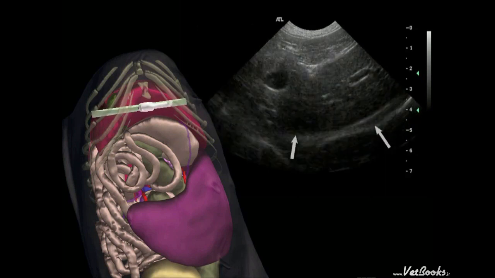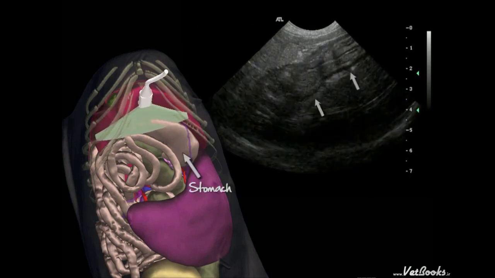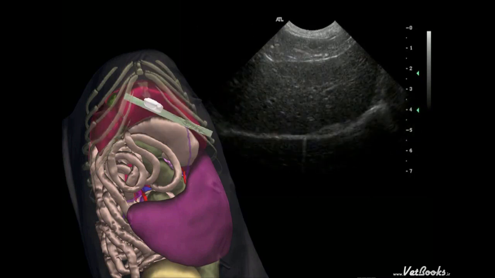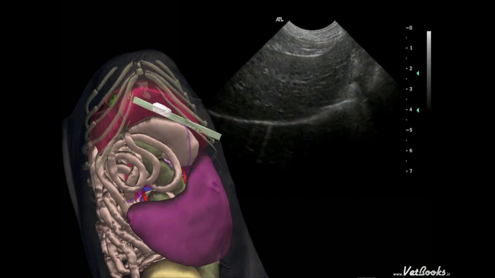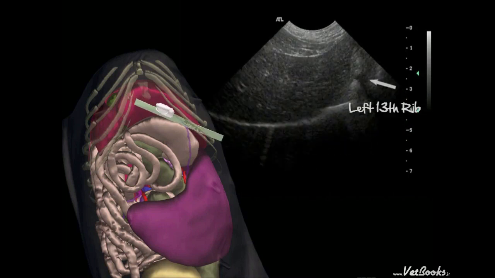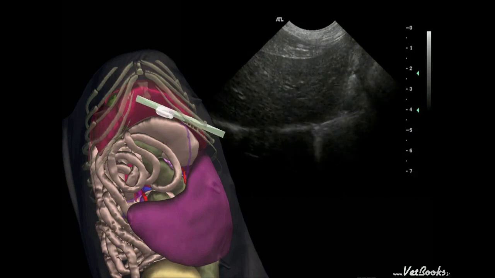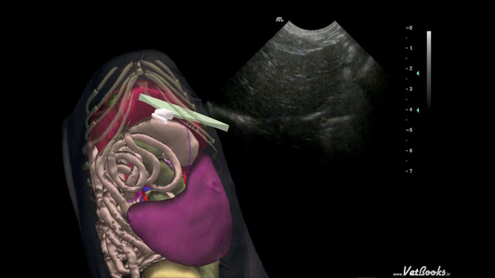Observe the edges of the liver where the diaphragm starts, with the stomach located just caudally. The scanning zone must include the area under the ribs, which will come into view and cast shadows. This enables us to confirm the lateral edges of the liver.